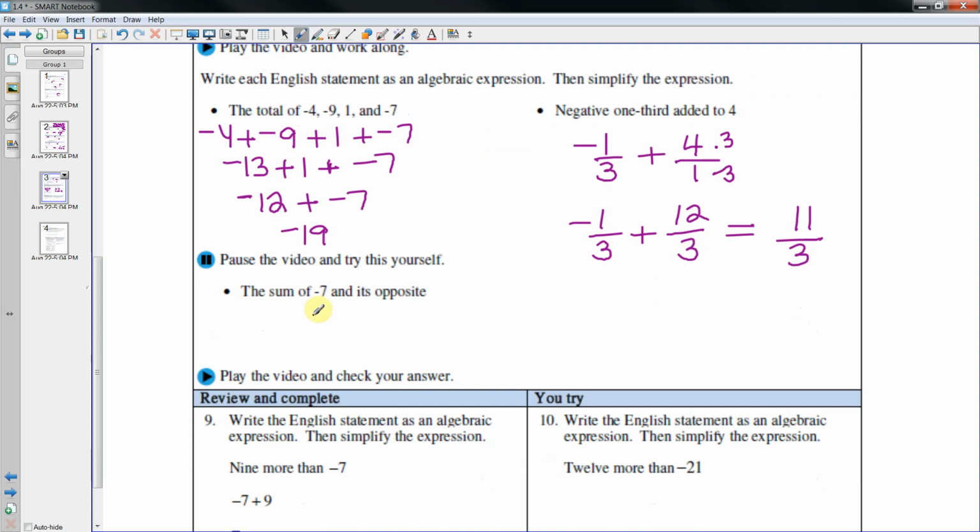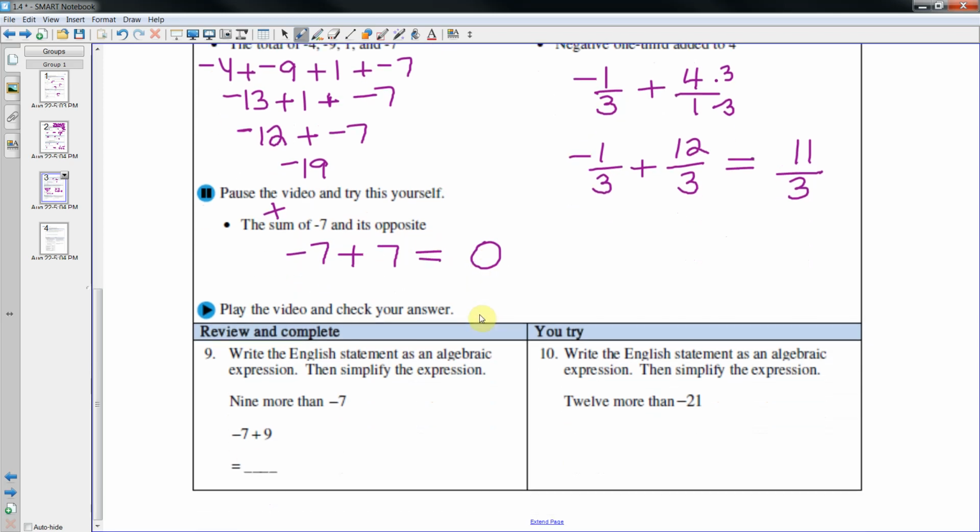The sum of negative 7 and its opposite. So sum means to add. So I'm going to take negative 7 plus the opposite of negative 7, which is positive 7. And what happens when you have a negative and a positive, the same value? They cancel out and give you a 0.